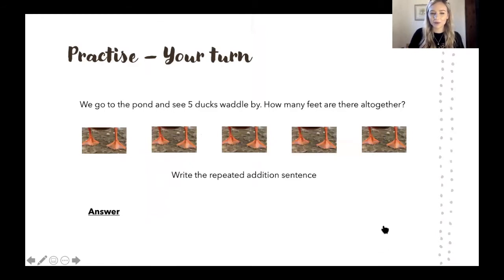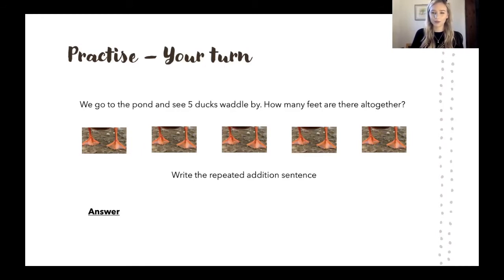Now it's time for your turn. It says we go to the pond and see 5 ducks waddle by. How many feet are there altogether? Now we know that each duck has got 2 feet, and we know that we've seen 5 ducks. It's your turn to have a go at writing the repeated addition sentence, not the multiplication sentence. Have a go at writing the repeated addition sentence.